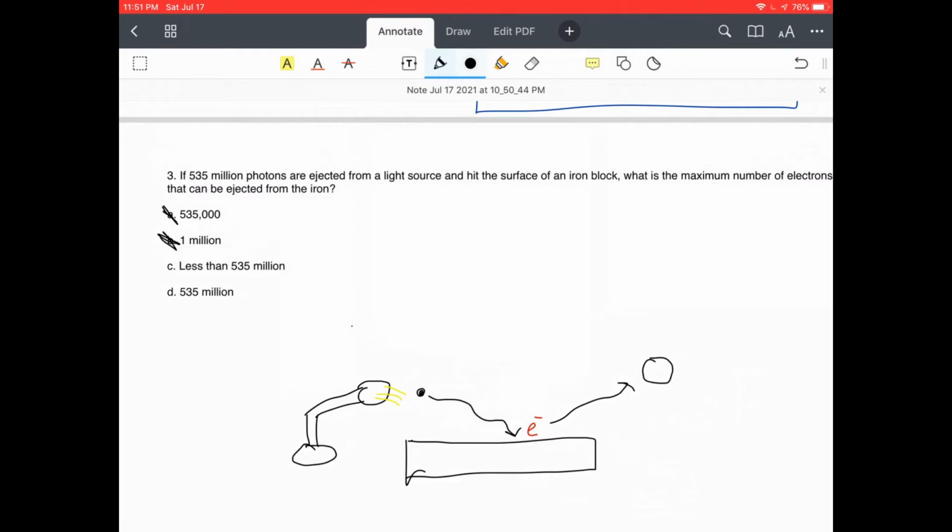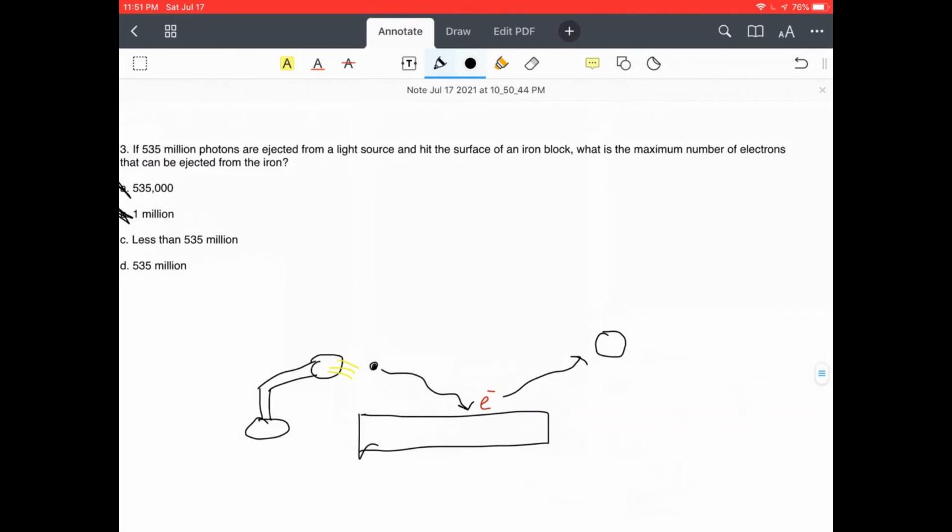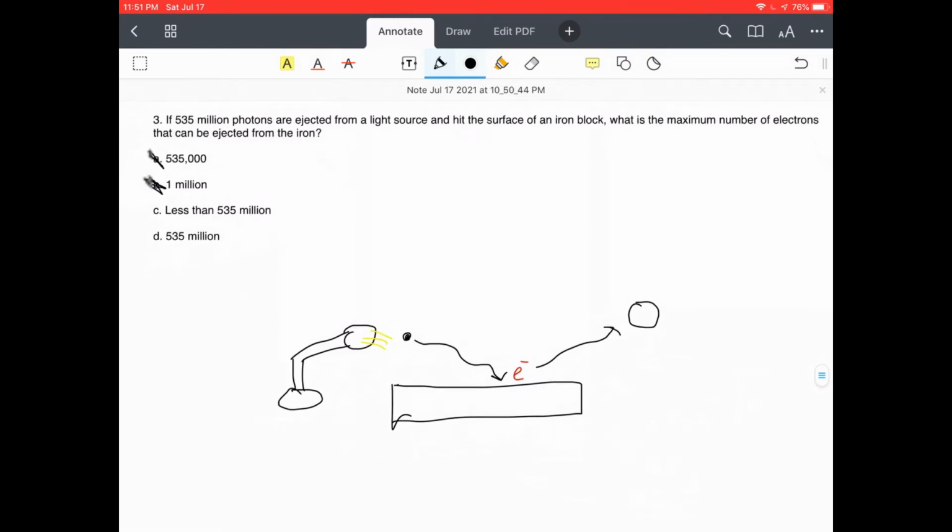In fact, in most scenarios, you're going to be expecting less than 535 million photons, probably because the photon either doesn't have enough energy to overcome the threshold energy of this iron atom, so it won't be able to kick out the electron, or simply because the detector doesn't detect an electron.